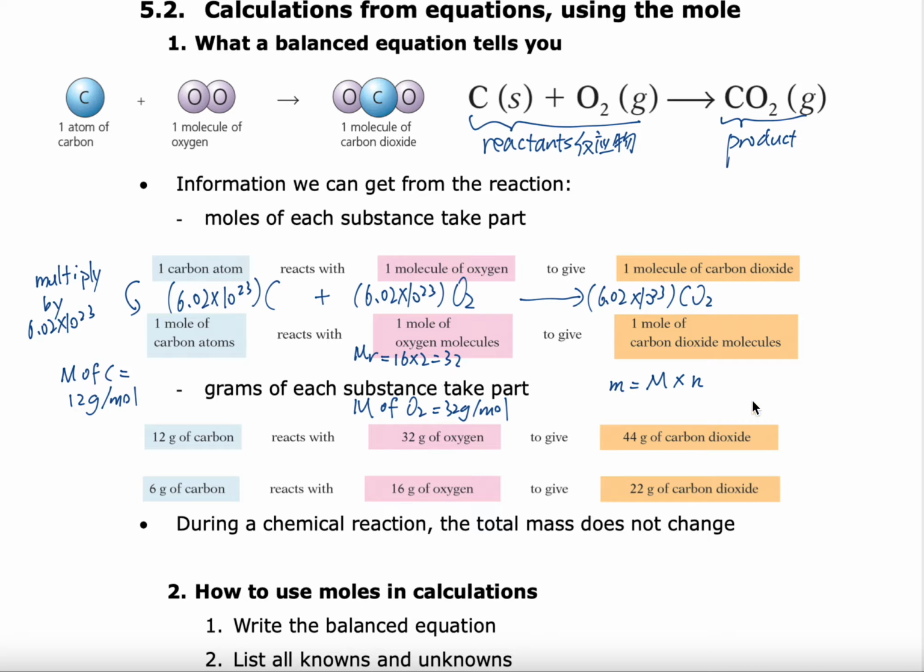Similarly, you can also work out the molar mass of carbon dioxide. It should be 12 plus 16 times 2, which is equal to 44 grams per mole. And we can immediately know the mass of 1 mole of carbon, mass of 1 mole of oxygen, and mass of 1 mole of carbon dioxide. And the masses are 12 grams, 32 grams, and 44 grams, respectively.